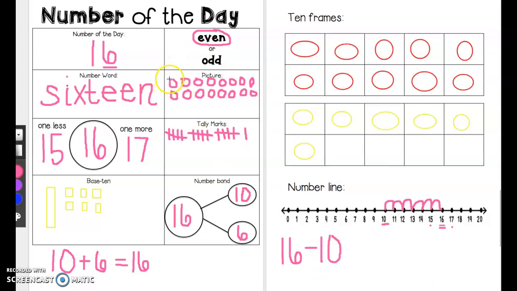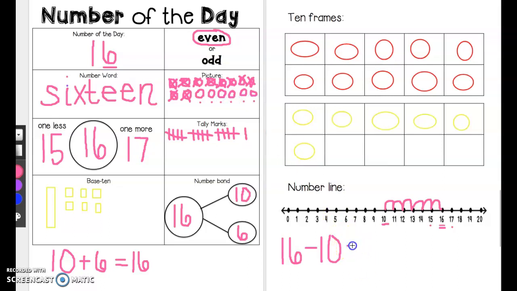So I'm going to mark out, here is the picture that I use. Keep it simple with math. I did a simple picture of 16 circles that can represent my worms. And then I'm going to mark out 10. 1, 2, 3, 4, 5, 6, 7, 8, 9, 10, and then how many do I have left? 1, 2, 3, 4, 5, 6.